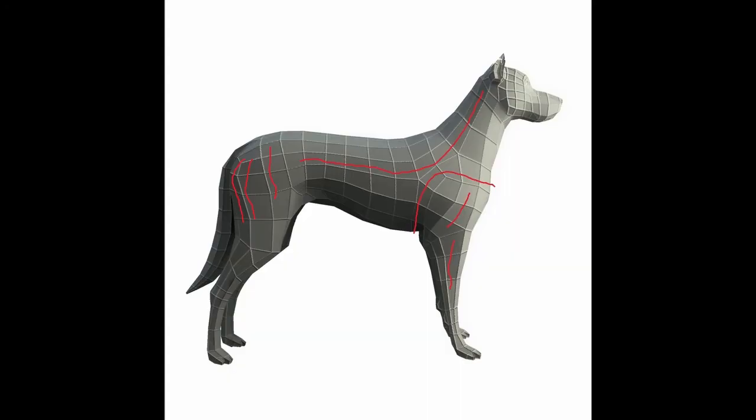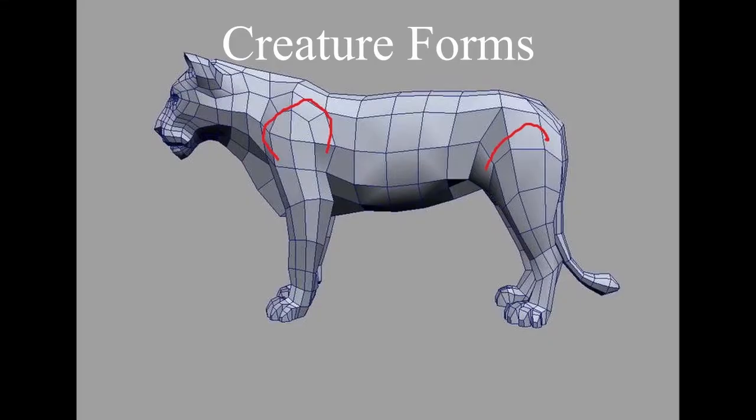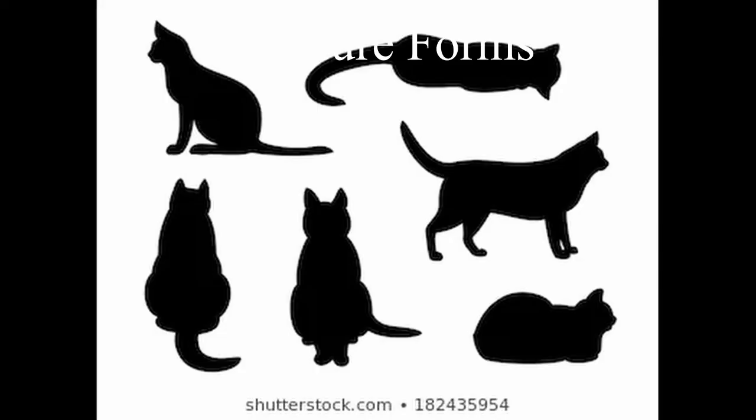Creature form. Creature forms are largely the same as human forms, but with topology in different places and areas where you want to focus on more than human forms. When modeling a creature, the silhouettes are very important. Having a good silhouette that mimics the creature and style you're trying to create is very important, as it will give you a good base mesh.